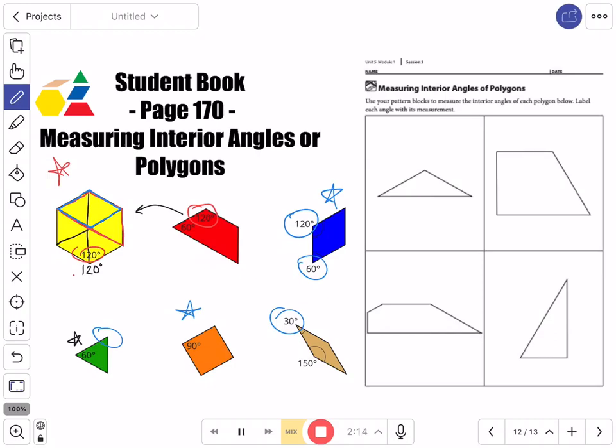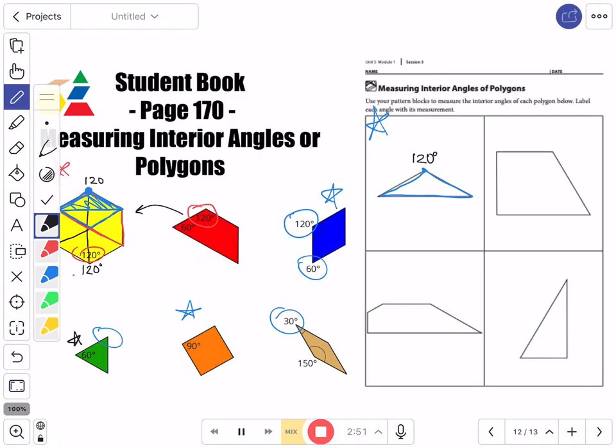Okay. So the directions are to use your pattern blocks, which you do not have, right, to measure the interior angles of each polygon below, and then label each angle with its measurement. Now, when I'm looking at this first one here, I can see that the corner right here is just like the corner right there, and that is actually correct. So it's kind of like we took the top of this right here and did that. That's basically what happened right there. And that's what happened right here.